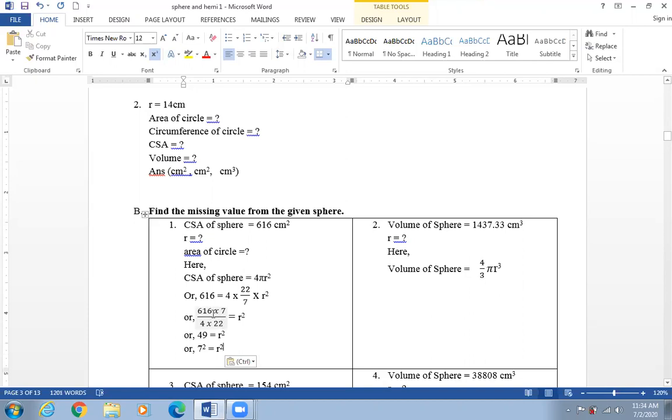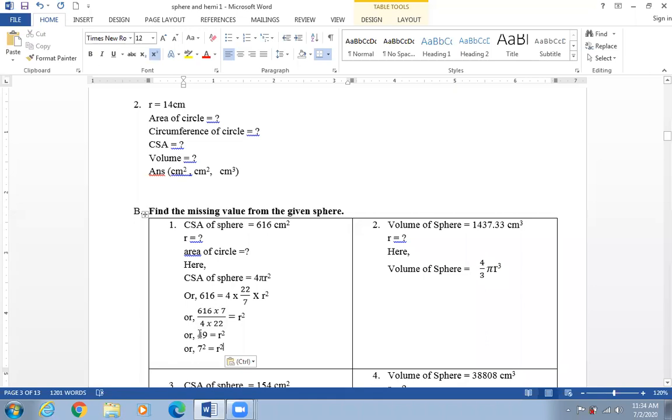So 616 into 7 divided by 4 divided by 22. Then you are going to get 49. If you divide by 4 into 22 then you are not going to get 49; you are going to get a very big number. Otherwise do it like this: 616 divided by 4 into 7 divided by 22. Both are in the divide sign, so divide both the numbers, divide by 4, divide by 22.